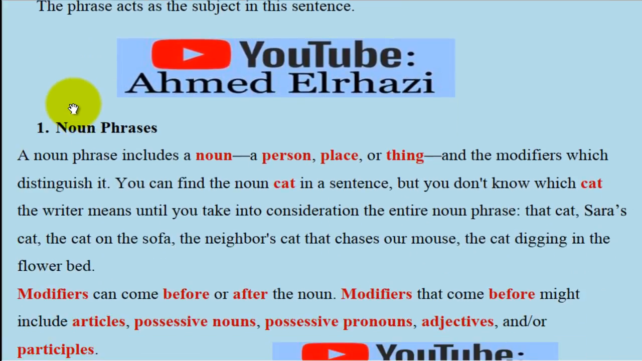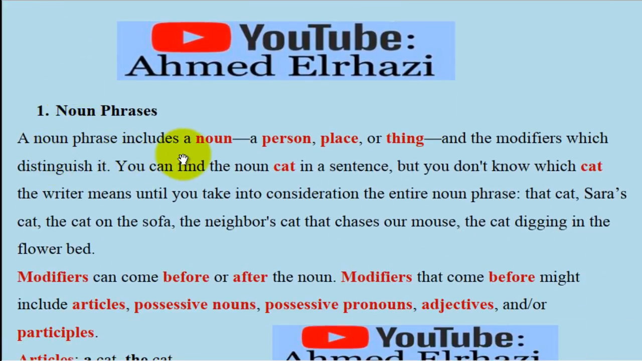Noun phrases. A noun phrase includes a noun, a person, a place, or a thing, and the modifiers which distinguish it. modifiers اللي تيميزوها. You can find the noun cat in a sentence. الشرح علاش هذوك noun phrases. You can find cat in a sentence, but you don't know which cat the writer means until you take into consideration the entire noun phrase.